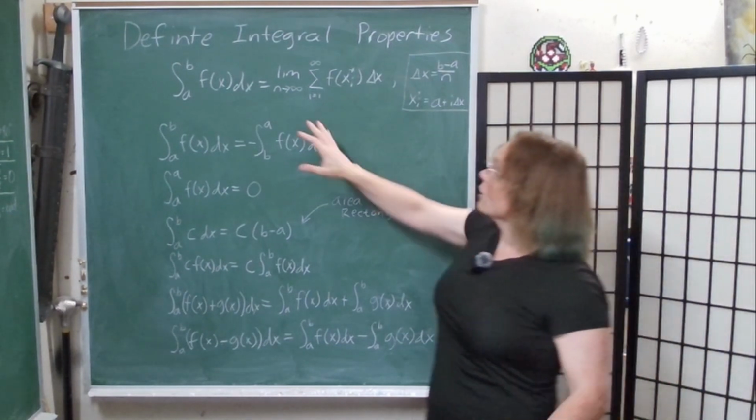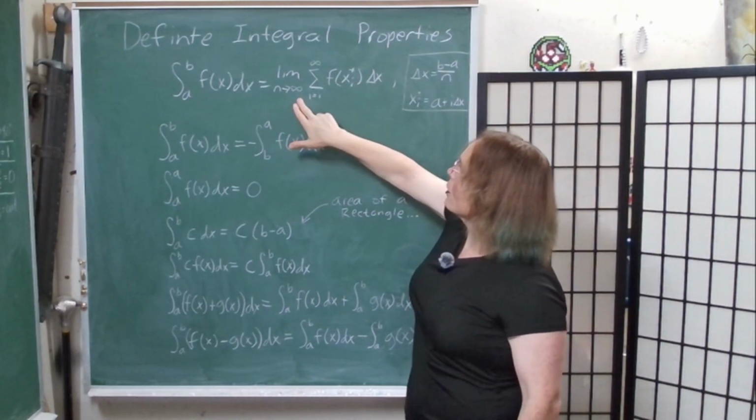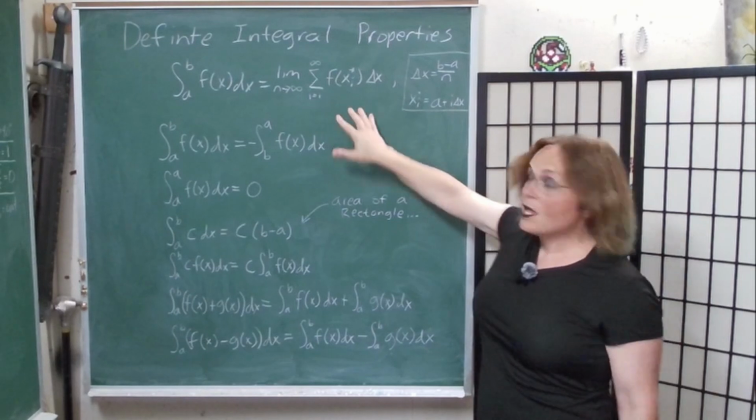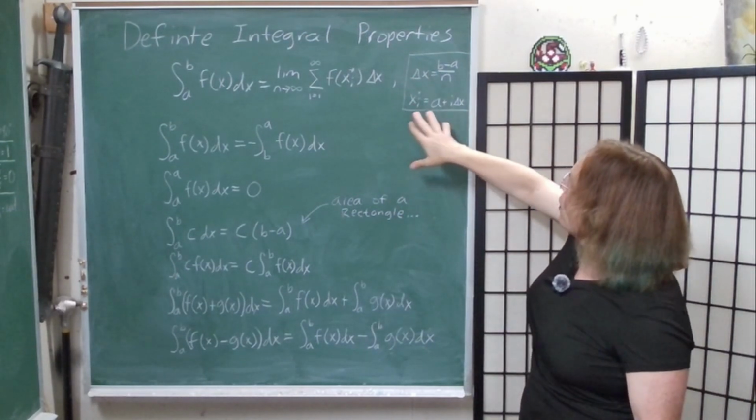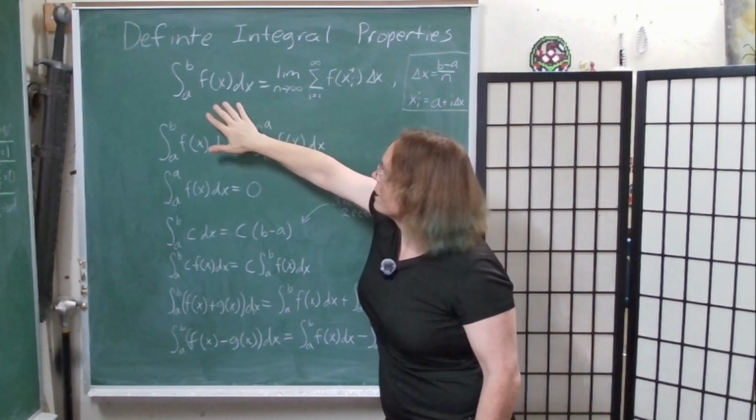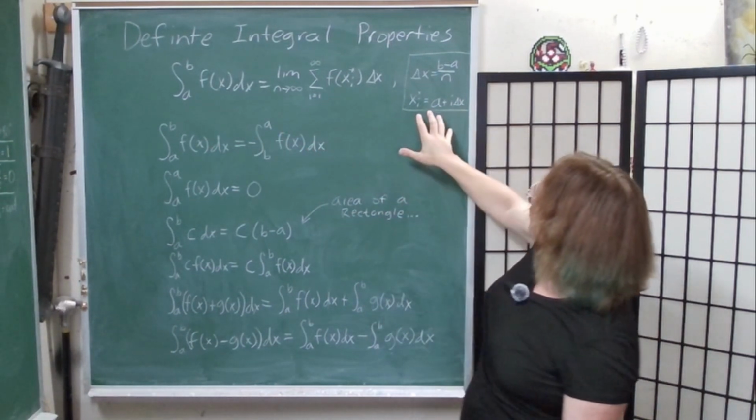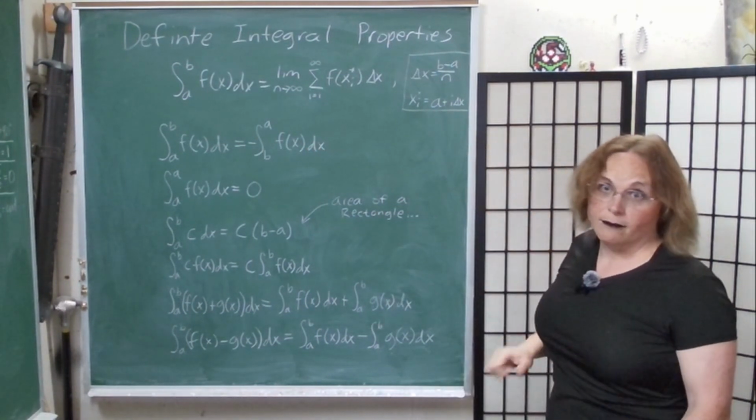Remember that we're looking at the limit as n goes to infinity of the Riemann sum. And then over here, I've simply put in what our delta x is, and when we're looking at converting from the integral to the Riemann sum or back and forth, how we define that x sub i, right?